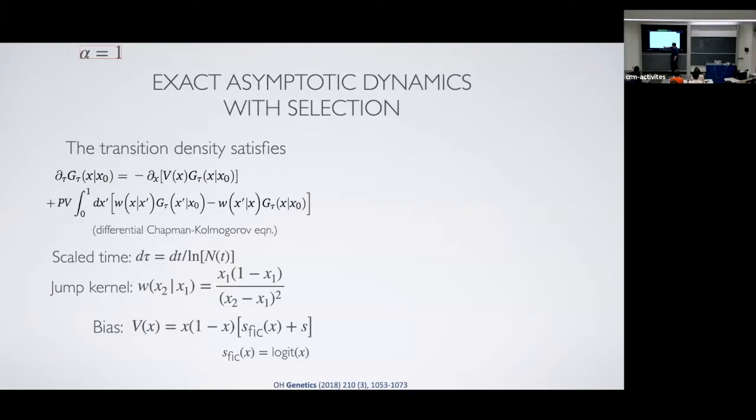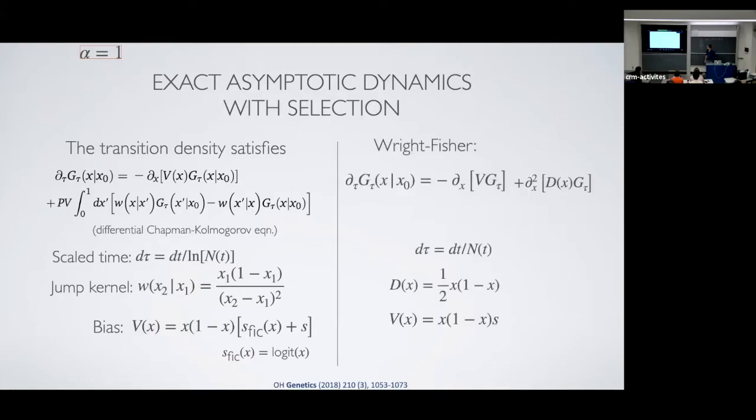But what appears there are two terms. One is the genuine selection, this little s term, and the logit of x, which is just the sampling bias that I had more or less motivated on the previous slides. And there's also a second term, which is a jump term in this differential Chapman-Kolmogorov equation. And the jump kernel has this characteristic 1 over x squared form. So it's proportional to 1 over the frequency difference squared. And that's quite different from the Wright-Fisher dynamics, if you compare it.